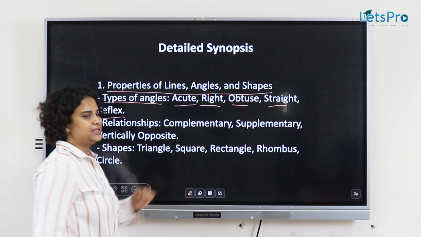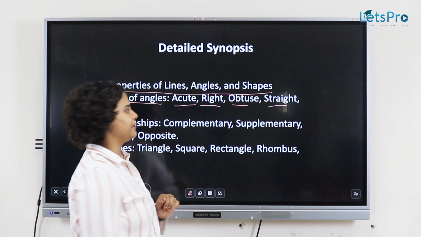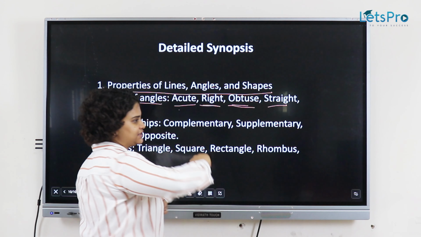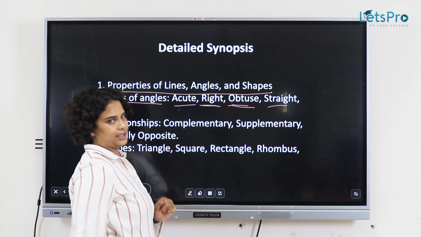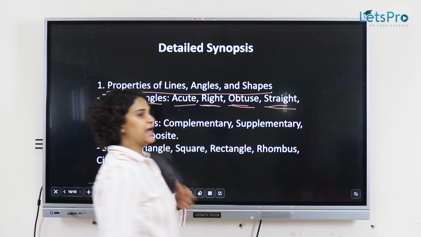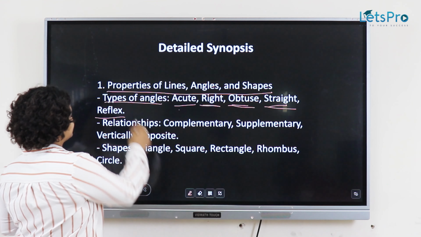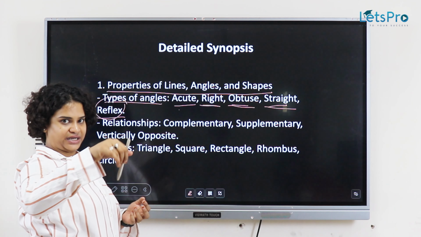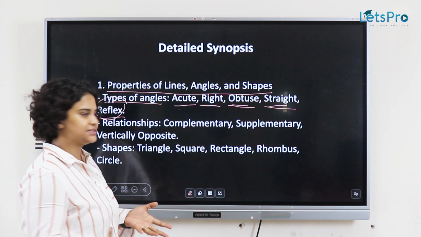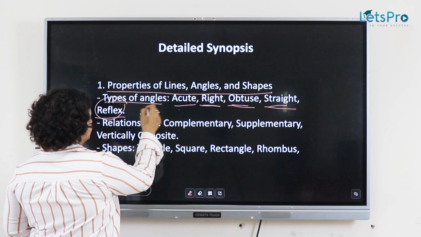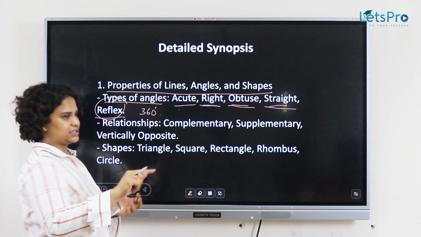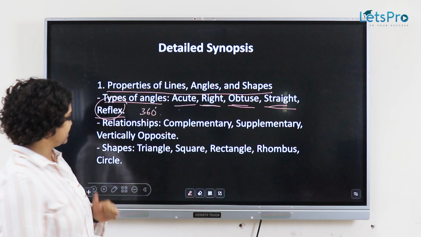Then there is right angle, exactly at 90 degrees. What is obtuse? Obtuse goes up to 180 degrees. What is straight? Exactly 180 degrees. What is reflex? Beyond straight, beyond 180. And then there is one more, which is 360 degrees. That's a complete rotation, right?